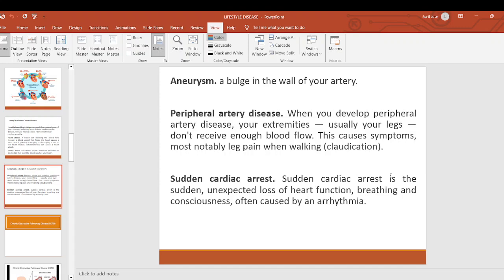Not only is there pain while walking, called claudication, which is the term doctors use. Peripheral means outer organ. When peripheral organs of your body are affected, we call it peripheral arterial disease. Then sudden cardiac arrest is the sudden unexpected loss of heart function, breathing and consciousness, often caused by arrhythmia. Arrhythmia means no rhythm. It's no rhythm in the heart. That is known as arrhythmia.